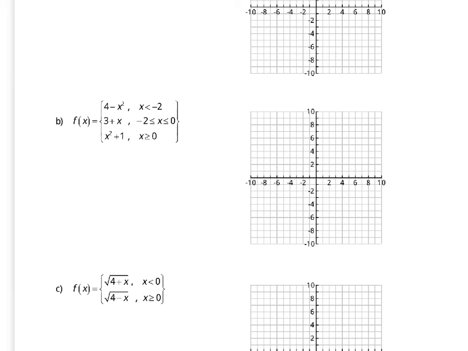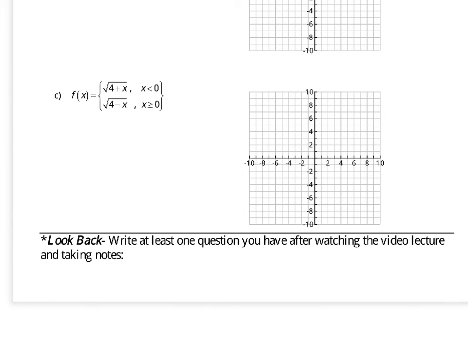So please try example 3a and 3c on your own and have them ready to check for tomorrow.